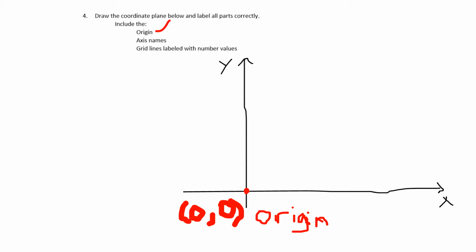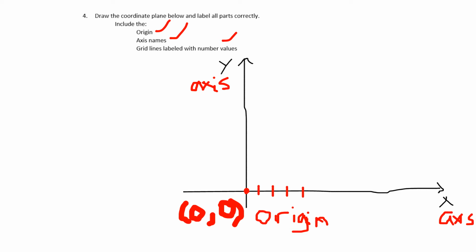Now we have the origin. They want us to give axis names, which we did. We have the x-axis, and we could write axis here if we wanted to, just to be more clear. And here's the y-axis. And then we also need grid lines labeled with numbered values.